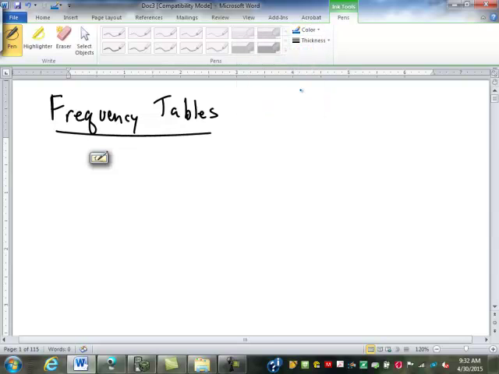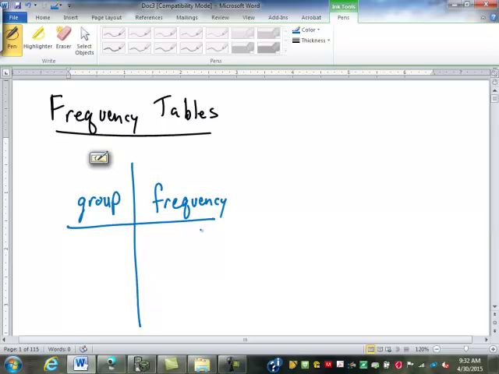And all a frequency table is, it's breaking our raw data down into groups of some sort. So you call it a group, or sometimes called a class. Sometimes we put a name of whatever it is we're putting there. And then we give a frequency. In other words, how often does our data fall into that group?